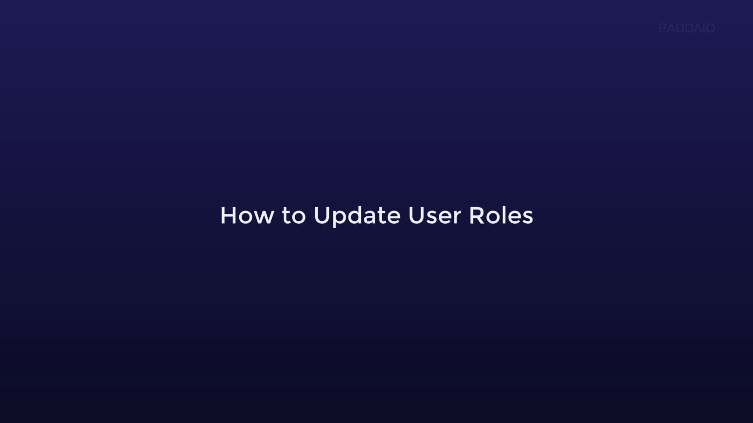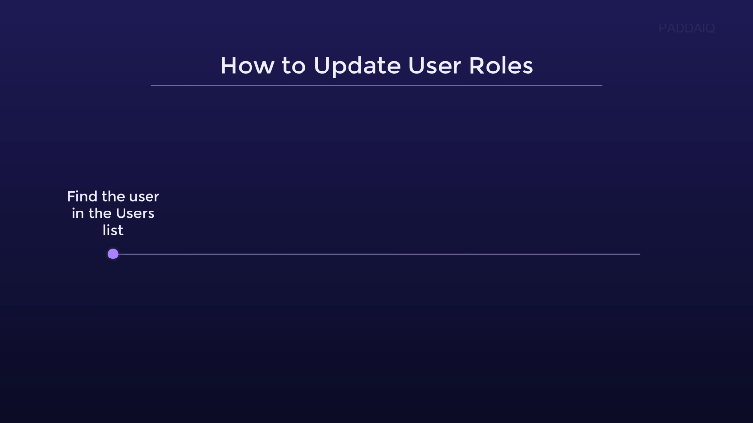Updating user roles in SAP BTP. Find the user in the users list. This means you locate the specific person in your system's directory of all registered users. For example, to update Sarah's role, you first search for her name in the list of users. This initial step is essential for managing any user's permissions accurately.